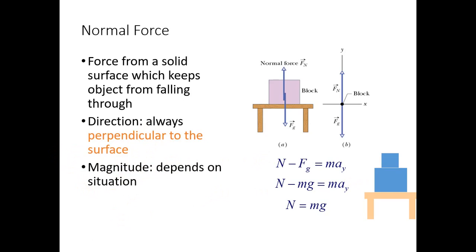So n minus Fg is equal to m into a_y. So n minus mg is equal to m a_y. So this is what will happen. So n is equal to mg. Okay, so we will get the value of m a_y here. See here, m a_y. So it is also equal to n, which is equal to mg. So these are our situations.